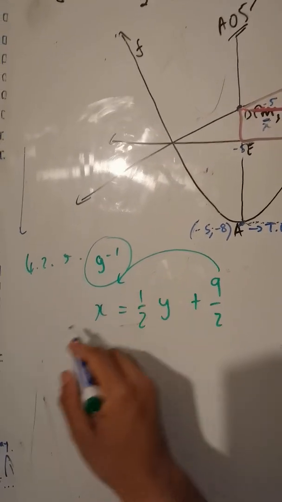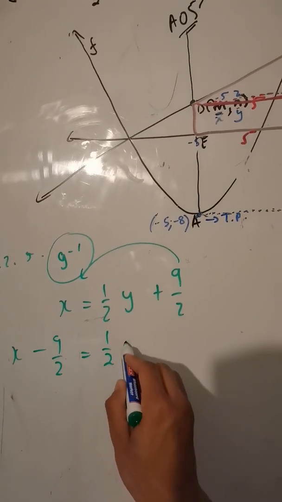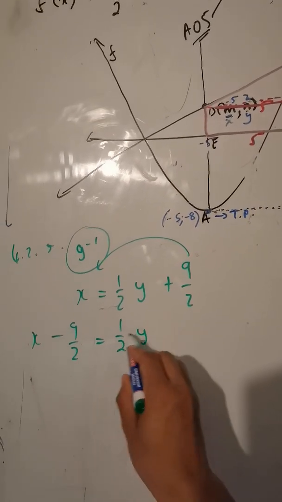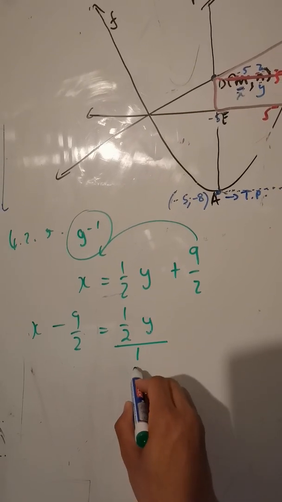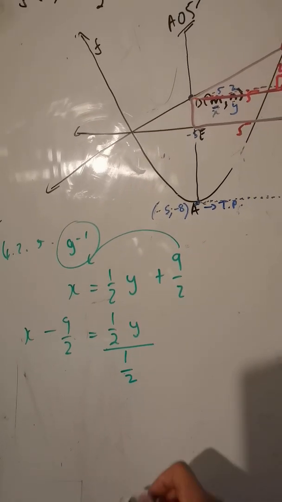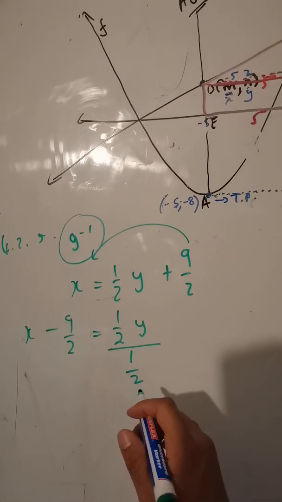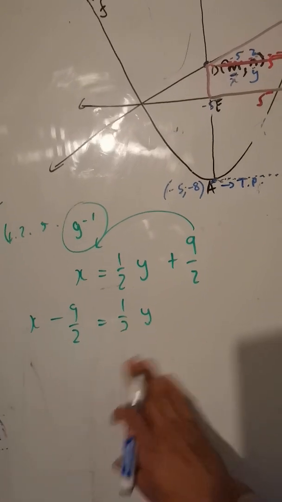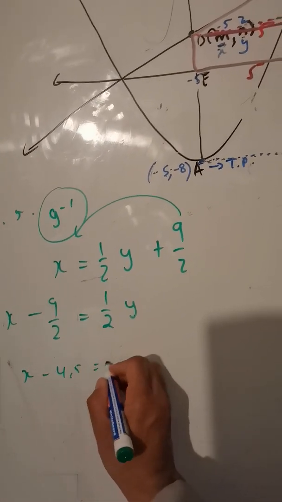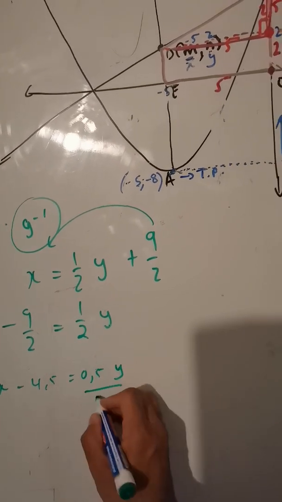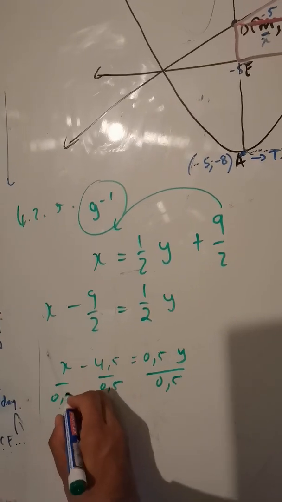Just take that 9 over 2 over. So we got x minus 9 over 2 is equal to a half times y. You want y alone, so we're going to divide everything by 1 over 2. Okay, I'm going to work with decimals to make it look easier. So x minus 4,5 is equal to 0,5 y. Divide by 0,5, divide by 0,5.